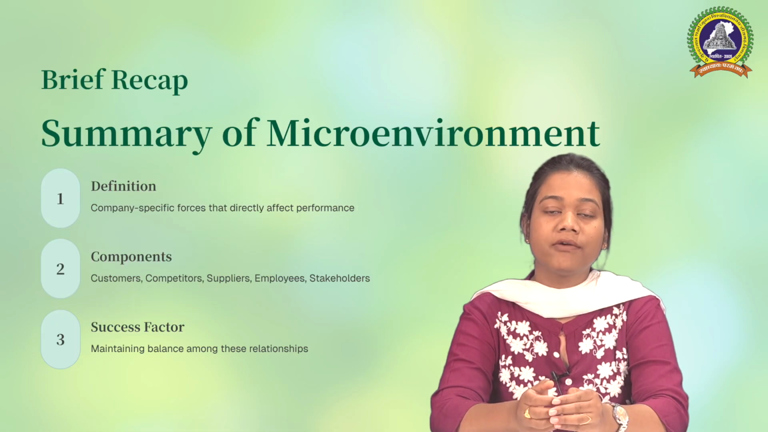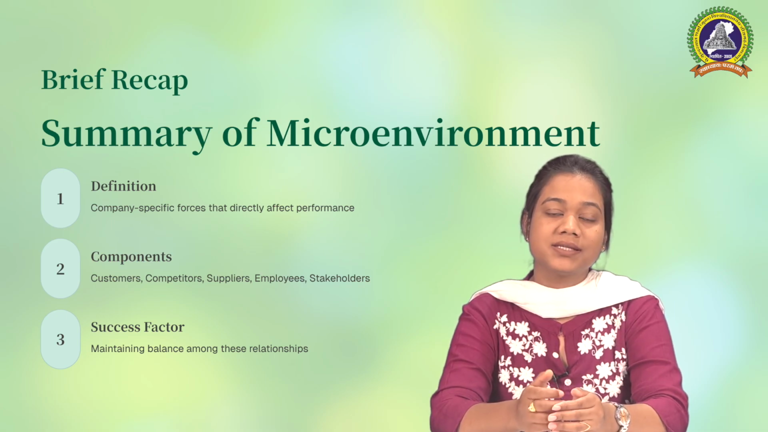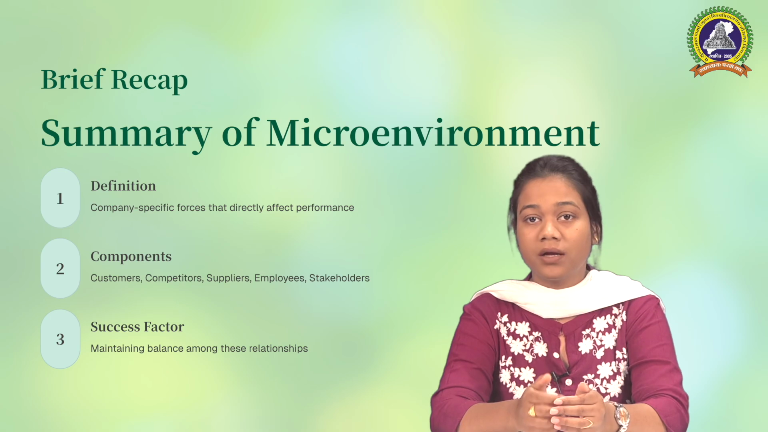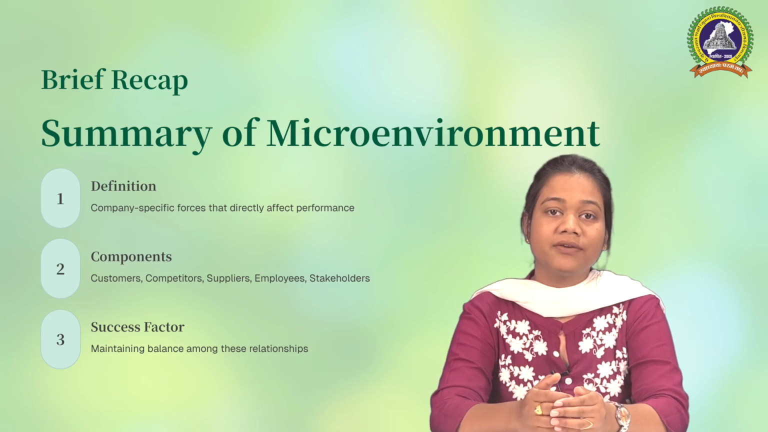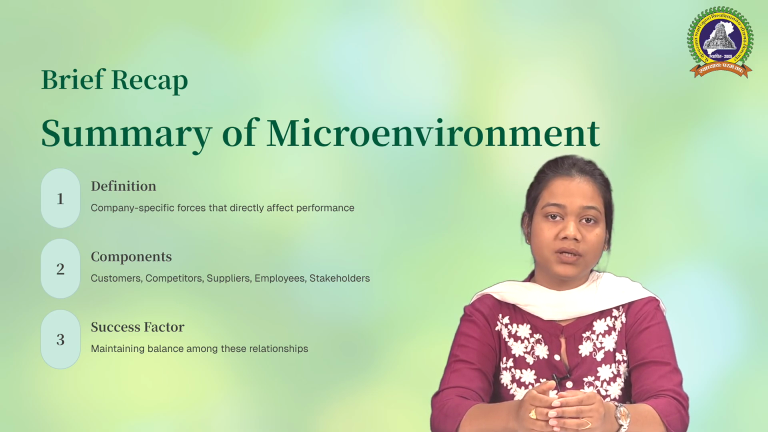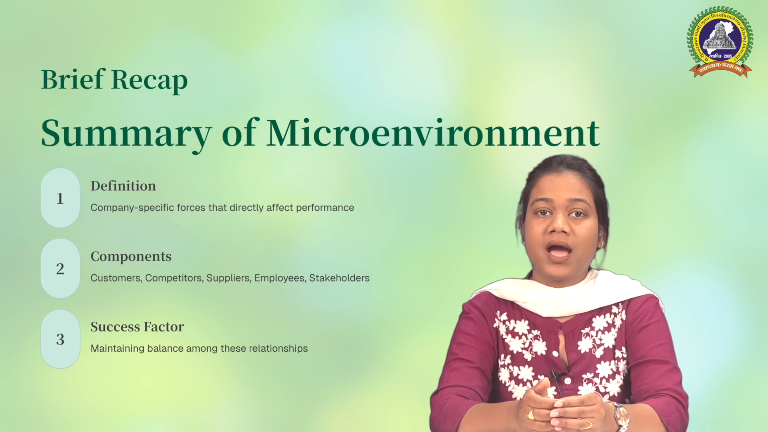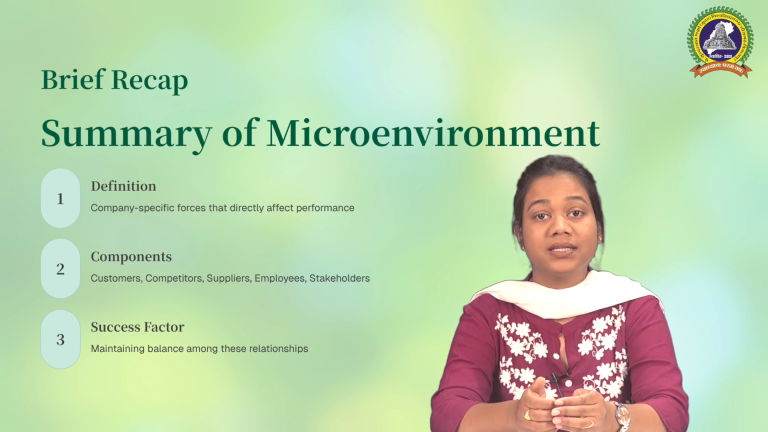Let's quickly recap the microenvironment. We have defined it as the set of factors specific to the company that directly influence its operations. We identify the five key components: customers, competitors, suppliers, employees, and stakeholders. These are the factors and forces in the company's immediate environment that it interacts with daily. Now we will continue with the macroenvironment of external factors.